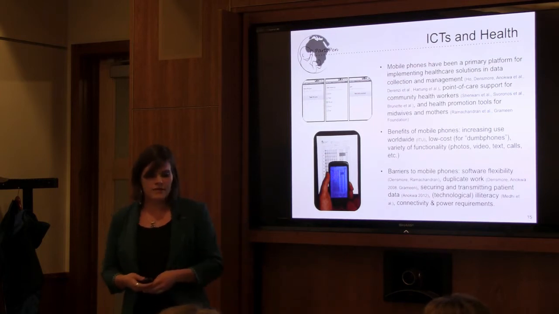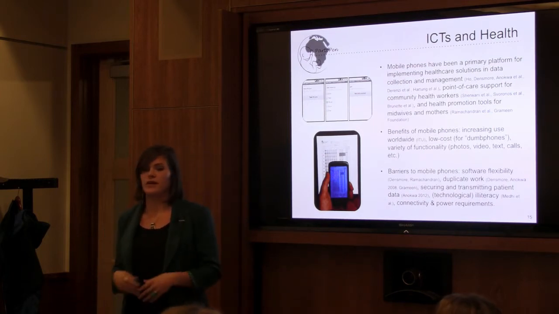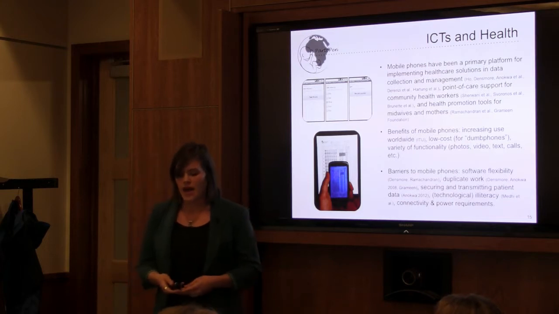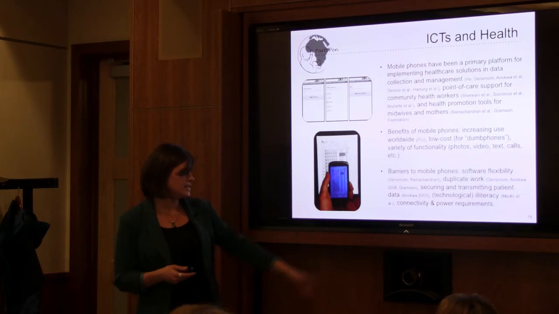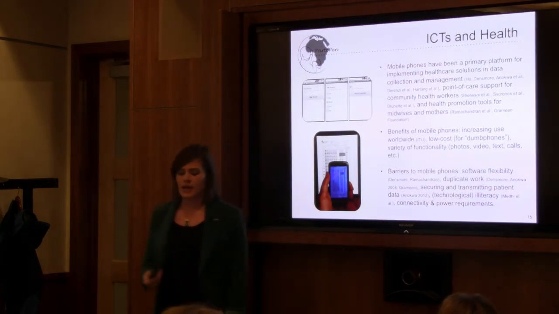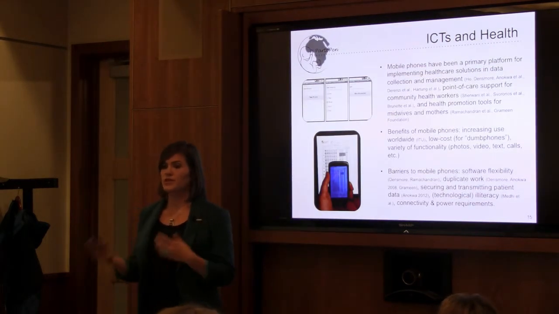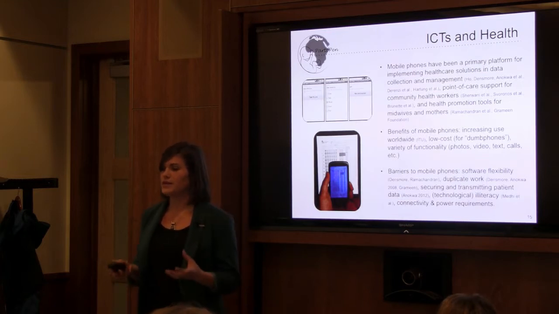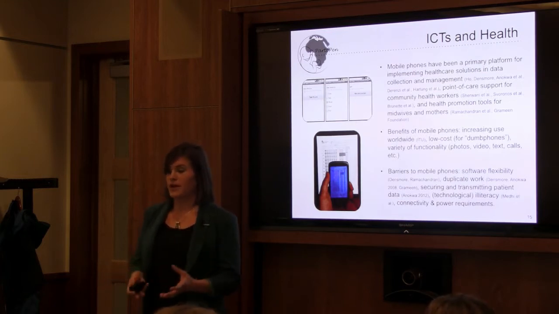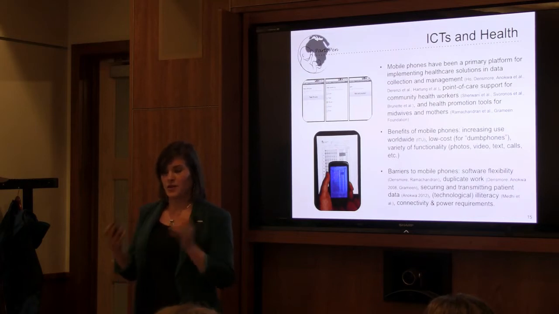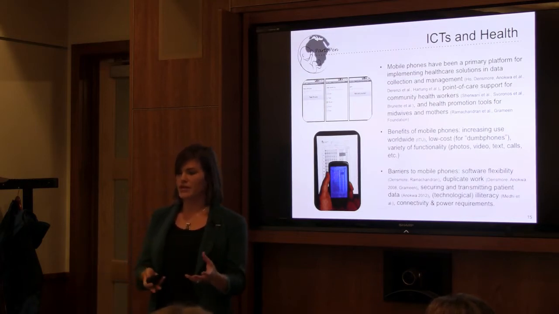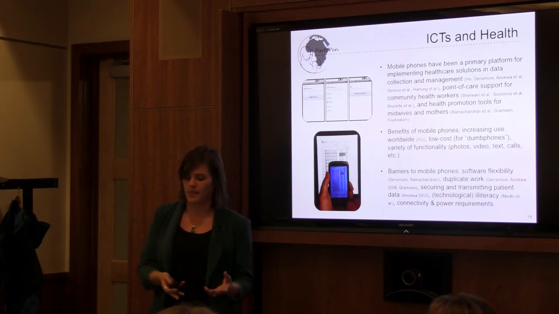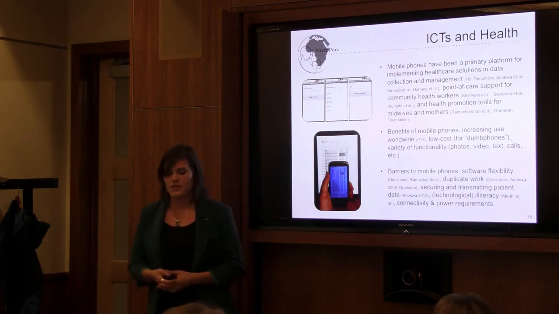Like I said, one of the benefits of mobile phones is that they're a very accessible and widely used platform. However, some of the drawbacks, and one particularly I want to point out, is this idea of duplicate work. So oftentimes what happens when a mobile phone solution is introduced into a traditionally paper-based system is that the paper record is still required, and so the nurses or midwives end up filling it out on the paper and then also having to put it into the secondary platform that they've been asked to use. So this duplicate work has been a really big problem.